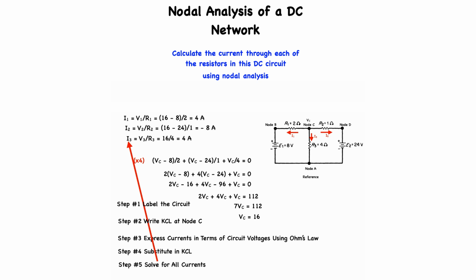Notice that for I2, we obtain an answer of minus 8 amps, which means we assumed the wrong direction in the beginning, and this means that the current is actually 8 amps flowing in the other direction.